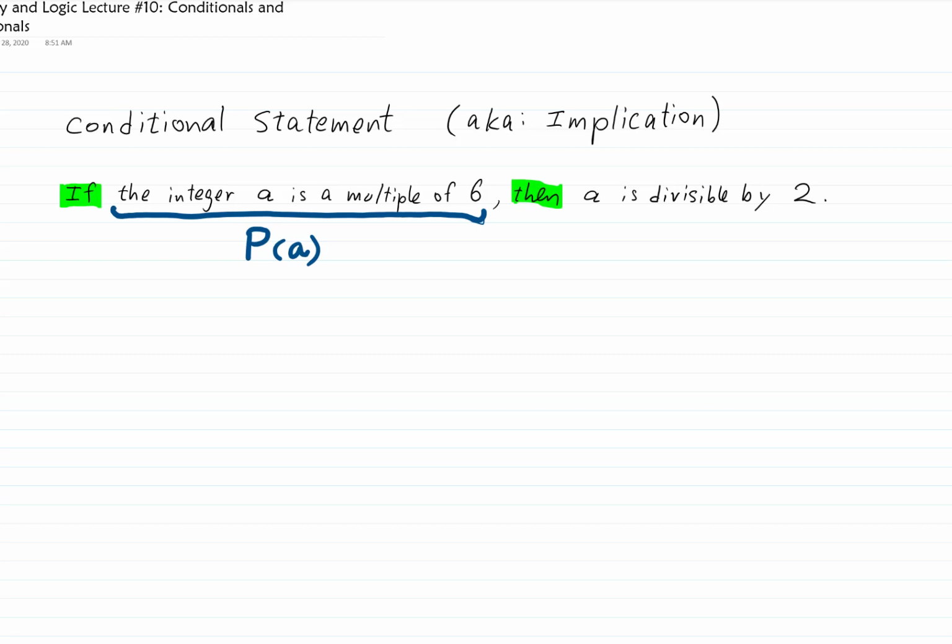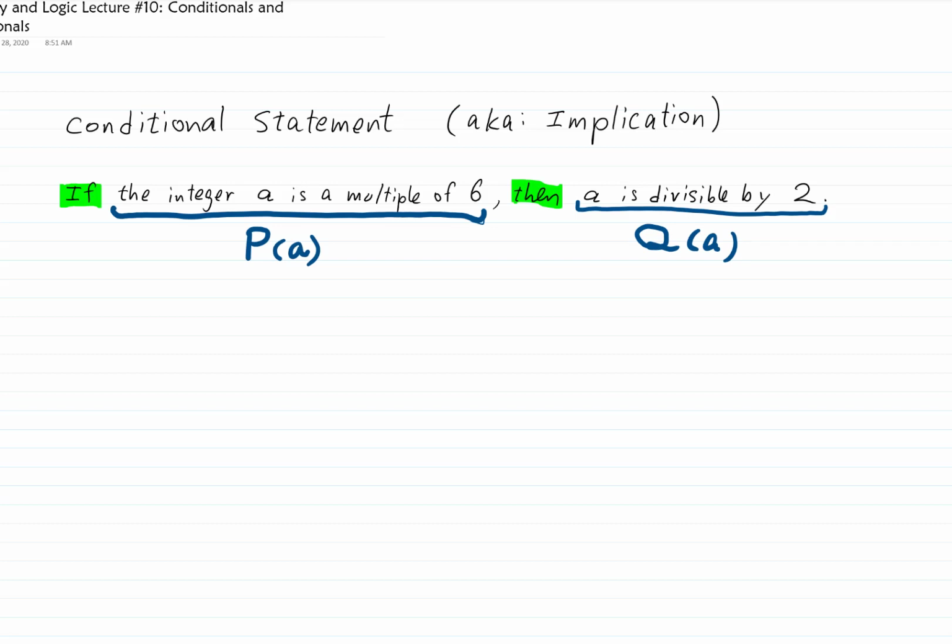Okay? Now, this is another open sentence. A is divisible by 2. That might be true or false depending upon what you plug in for A. Let's call that one Q of A. All right.